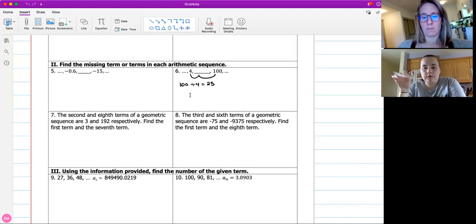So 1, 2. And that number of hops is going to go into our square root. So you're going to put it on the outside of your square root. For this one, we're just taking the square root of 25. Whatever you're totally multiplying by goes inside the radical, and then your number of hops goes on the outside. And of course, the square root of 25 is just 5.